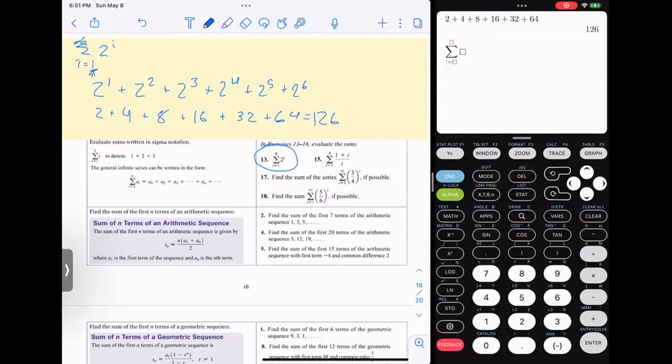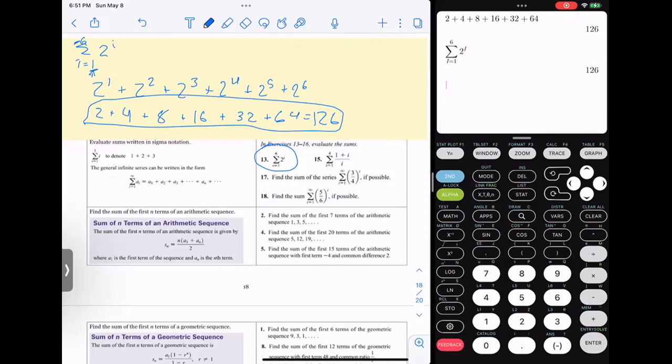same summation. And so we can plug in I, so alpha I from 1 to 6 of 2 to the power of I. And it gives us that same answer. So some calculators allow you to do that, some don't. I would recommend knowing what is actually happening though. But you can use your calculator to double check yourself.